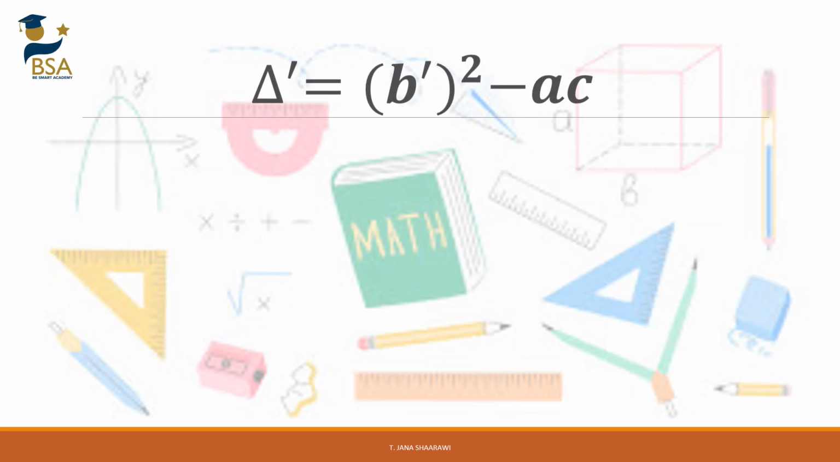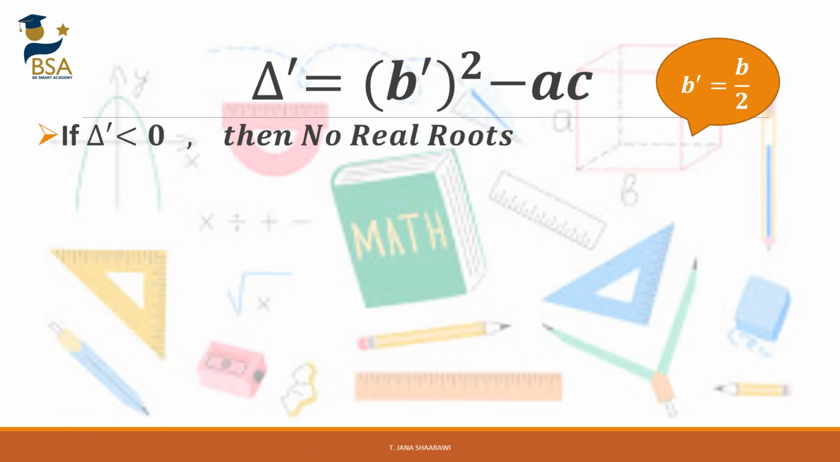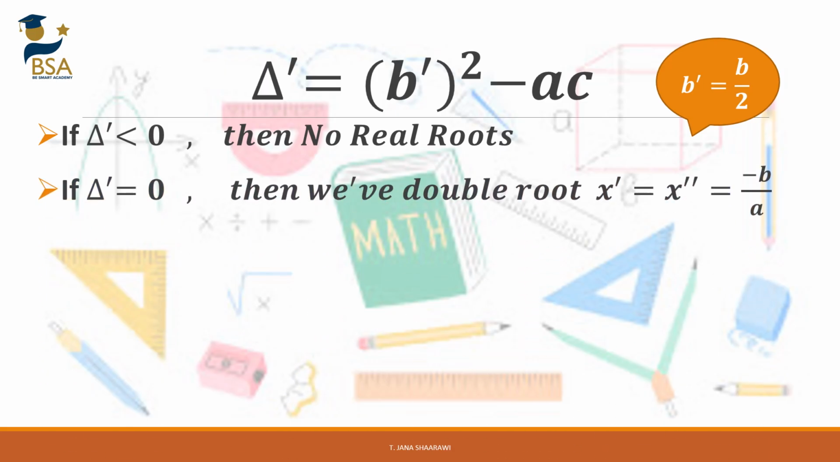Also in the reduced discriminant, we have cases. If delta prime is negative, we have no real roots, the same as delta. If delta prime equal 0, we have a double root here. But the rule here, x prime equal x double prime equal minus b prime over a.